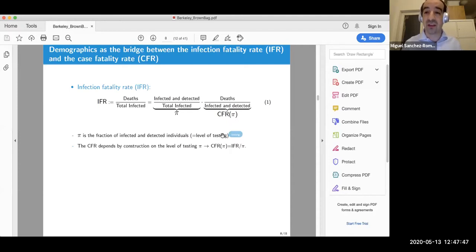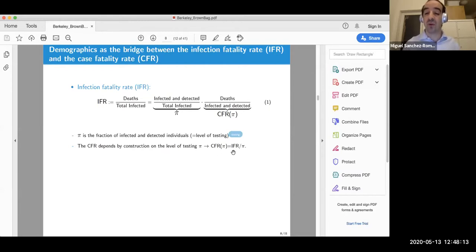Now, the point is that the case fatality rate, as we have estimated, can be calculated based on the different levels of testing. So once we have estimated the infection fatality rate, we have played around with the model for different levels of testing and calculated what the case fatality rate is.